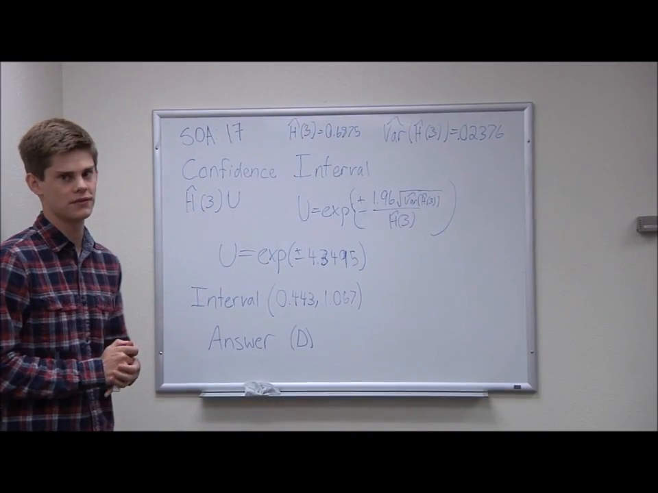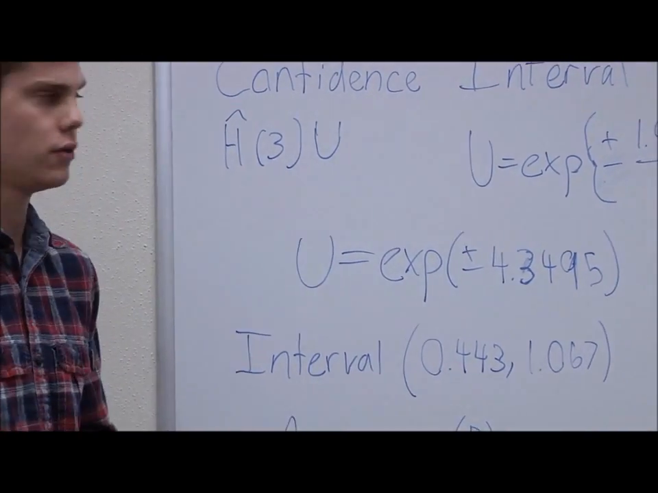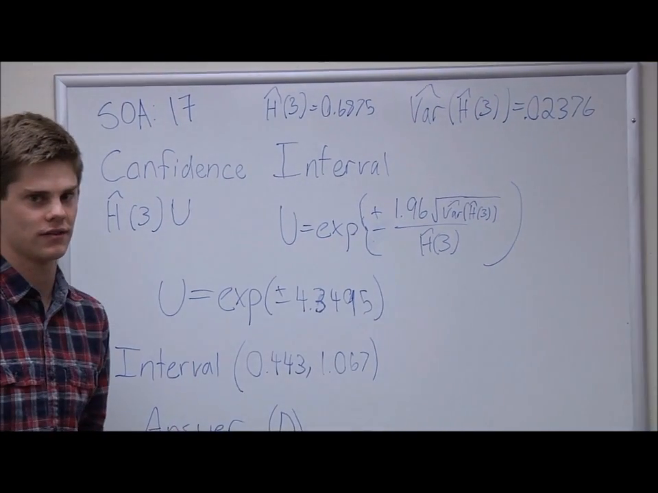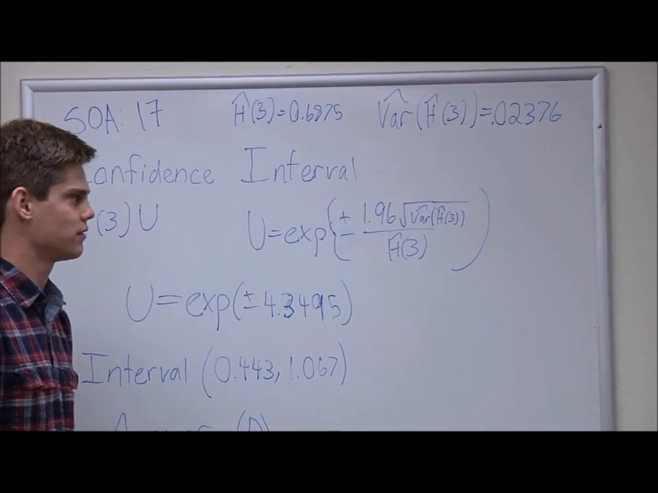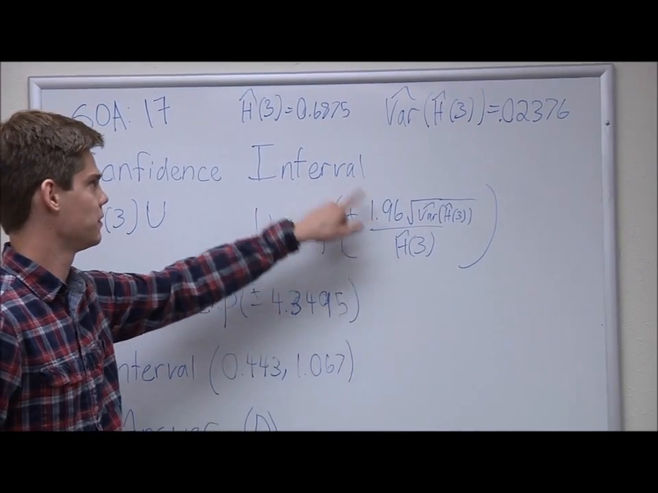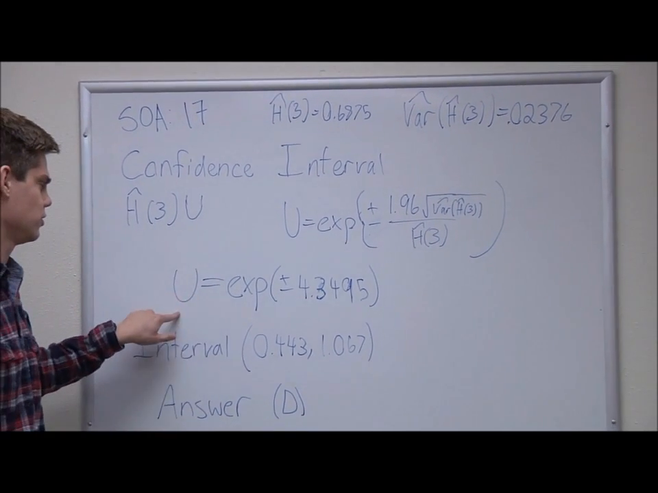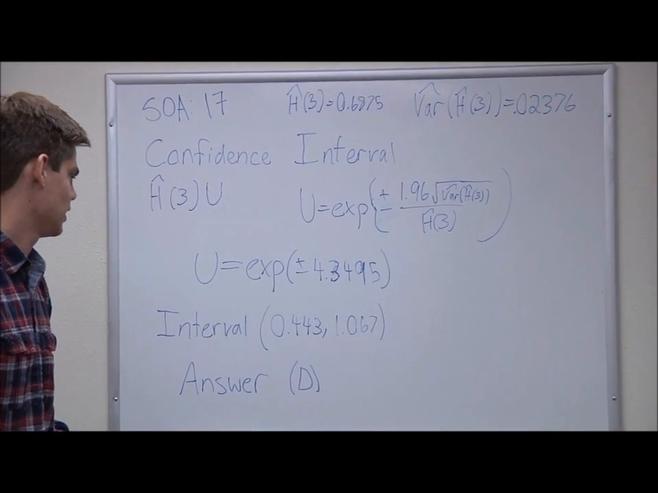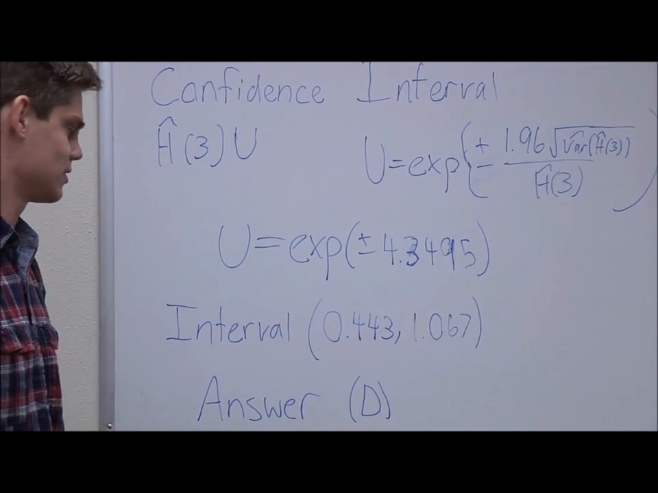Okay, to find the confidence interval, we're going to do H hat of 3 times U. And U equals the exponential of plus or minus 1.96, because it's a 95% confidence interval, times the square root of the variance of H hat of 3, all divided by H hat of 3. And remember, we found these numbers earlier. And then doing this, U simplifies to the exponential of plus or minus 4.3495. And we get the interval to be 0.443 to 1.067, and this is answer choice D.